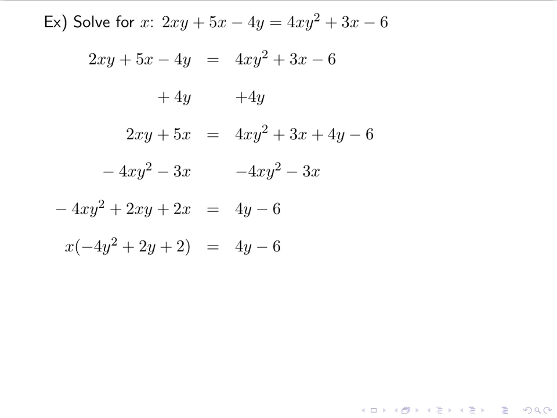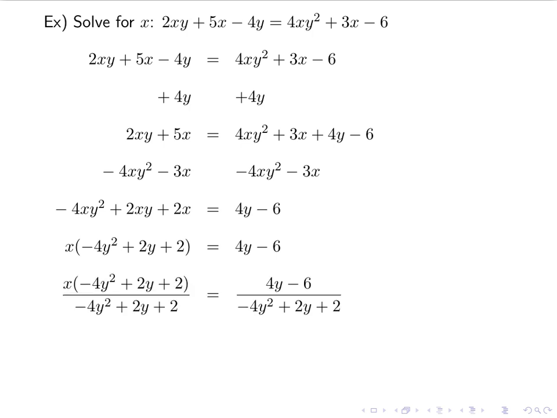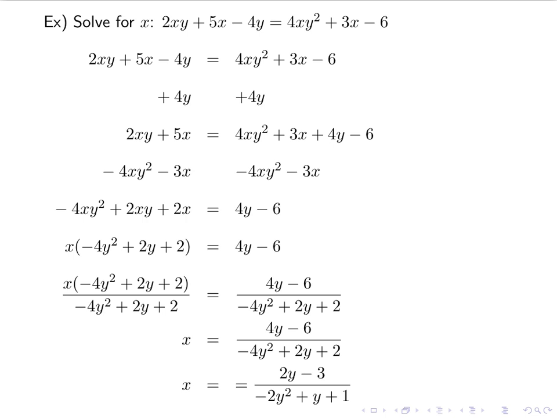And now again, we're done with the addition principle. We'll use the multiplication principle. Divide by whatever x is being multiplied by. So our next step is to divide by that negative 4y squared plus 2y plus 2. So x equals that lovely fraction there. And we want to simplify it. We're not going to go into crazy details on simplifying, but notice that every coefficient, every constant is even. So the bare minimum we have to do here is cancel a common factor of 2. So we should have 2y minus 3 over negative 2y squared plus y plus 1.